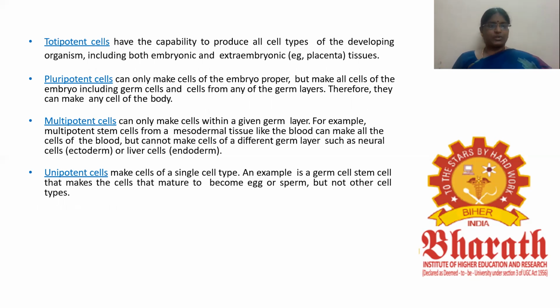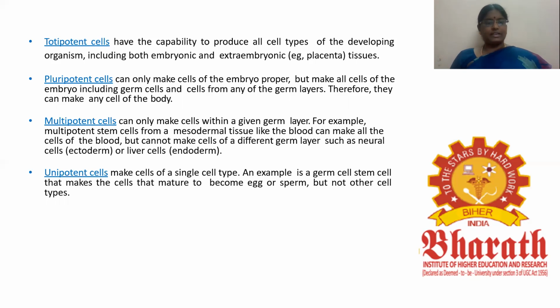First one is totipotent cells. Totipotent cells are defined as having the capability to produce all cell types of the developing organism, including both embryonic and extra-embryonic tissues. The best example for totipotent cells is the placenta. And the second one is pluripotent cells. Pluripotent cells can only make cells of the embryo proper, but they make all cells of the embryo, including germ cells and cells from any of the other germ layers. Therefore, they can make any cell of the body.